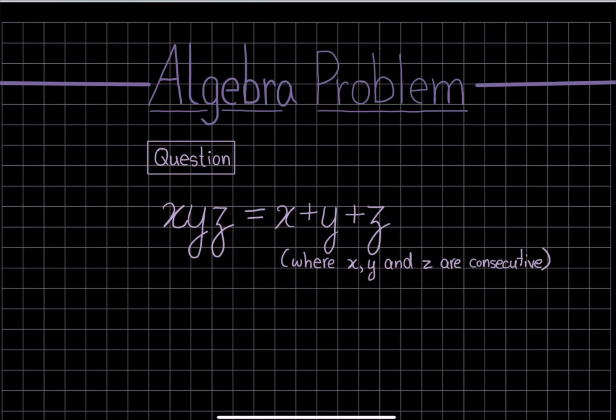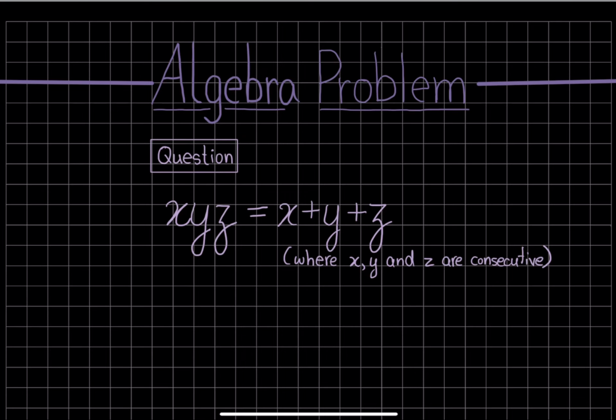Hi everyone, today we're going to be doing something similar to what we did in our previous video. We're going to be doing another problem, except this time instead of doing a trigonometry problem, we're going to be doing an algebra problem. So over here, our question is x times y times z gives us x plus y plus z. And the only things we know are that x, y, and z are consecutive.